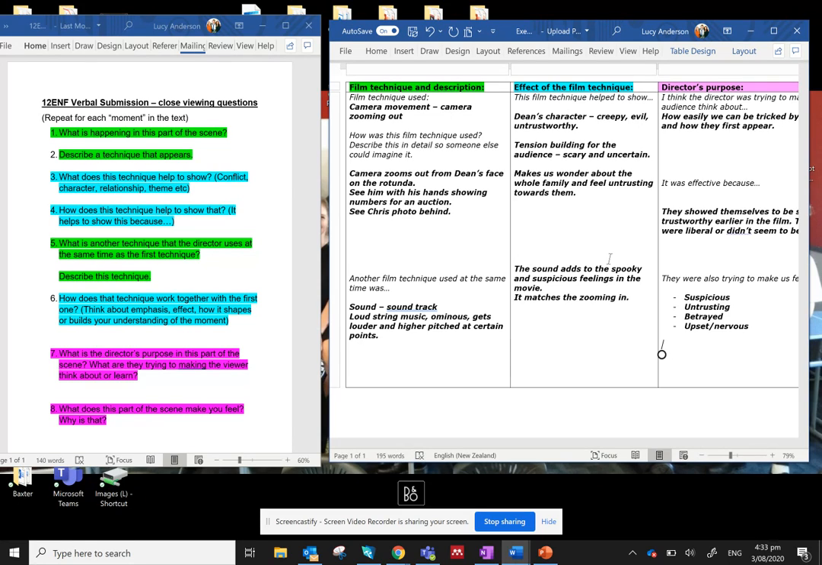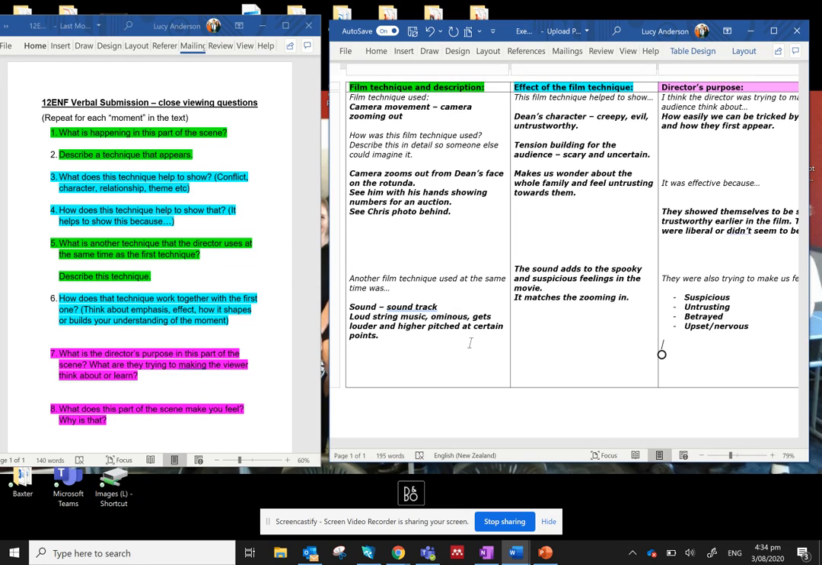What is another technique that the director uses? Describe that technique. This is coming back to my green column here. Another technique used at the same time is sound through the use of soundtrack, which is non-diegetic. We can hear string orchestra music, and it's low at first, but it gets louder and more high pitched, with sudden high pitched sounds when we see the camera zooming out and when Dean makes gestures or hand movements and increases the amount on his hands.